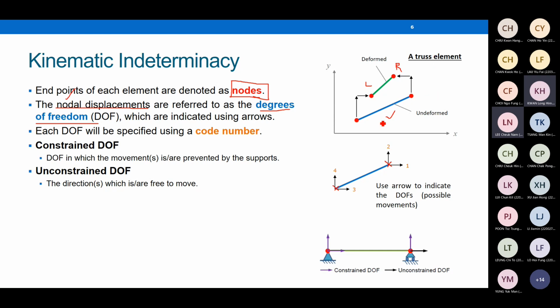So you can see that at each node, we have 2 possible movements. For example, here, this node may be under horizontal and vertical movements. Same for the node on the left-hand side. These possible movements are called degrees of freedom, DOF in short. This is a general term we keep using in this chapter. Degrees of freedom means the possible movements. Now remember this term, possible movements.